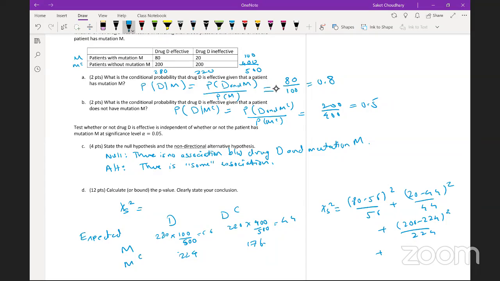Yeah, one quick check would have been to just add these two values, because these two values should add up to 280, right? And similarly for these two, they should add up to 220. So this is right.